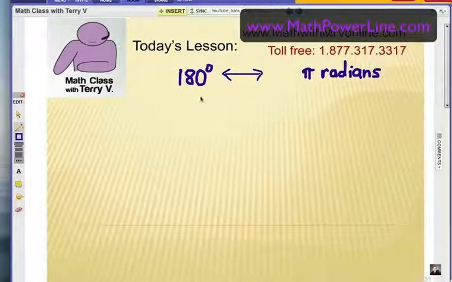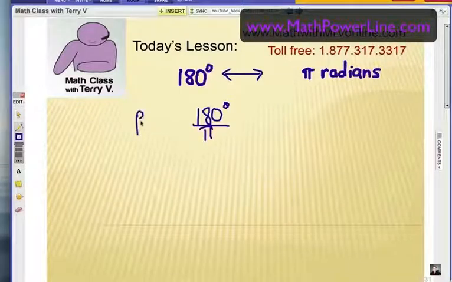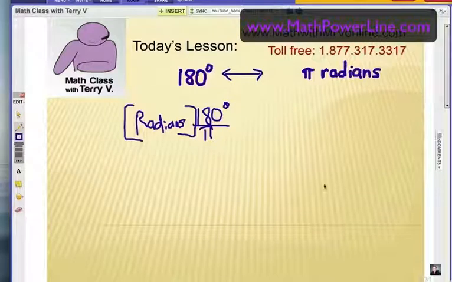So if we have 180 degrees divided by pi radians, that's a representation of 1. If we're going to convert radians into degrees, we're going to multiply by 180 over pi, and that will give us degrees.